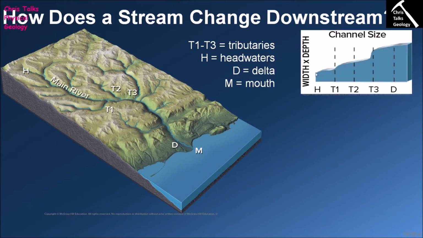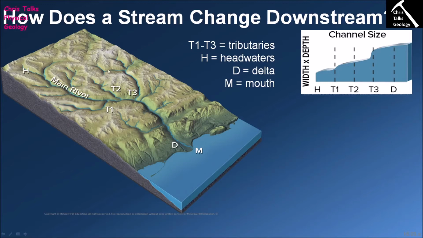Okay, so the first one's not really going to be much of a surprise. It's all to do with the channel size. Well, we know that up here in the headwaters, there's actually not going to be that much water in our river channel, and so our channel is on the whole going to be very, very small. You think of it like a mountain stream, for instance, not a particularly big channel. Now, as we progress down towards the mouth, we can see we're going to have more and more water being added to the main channel.